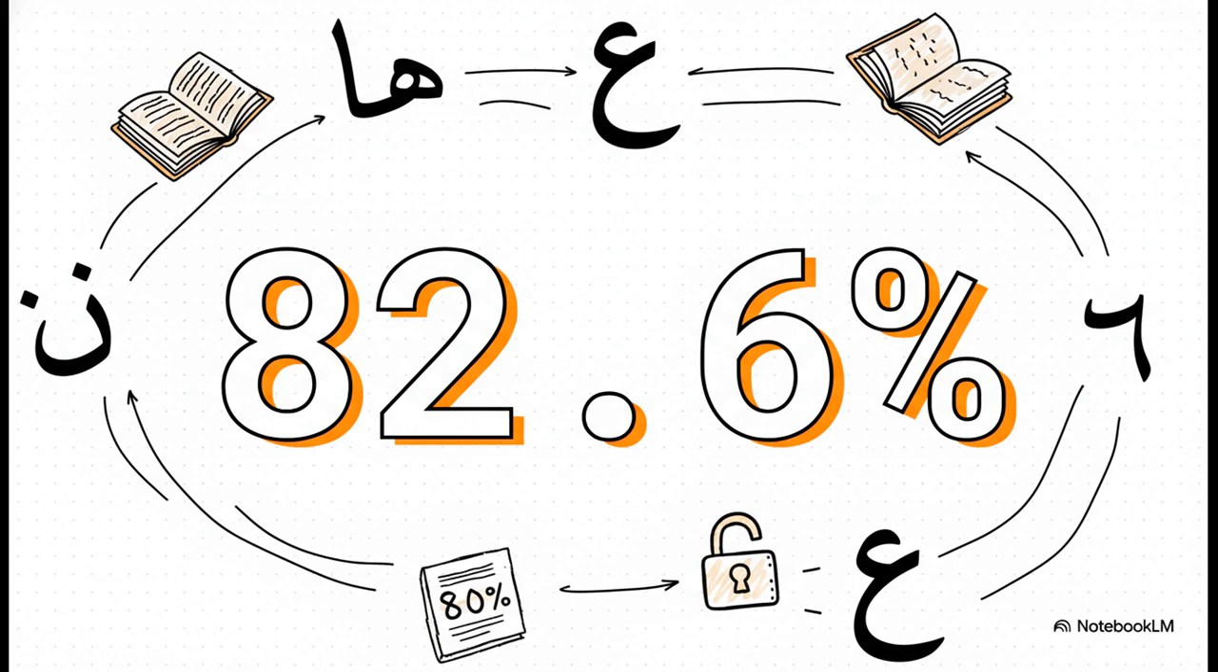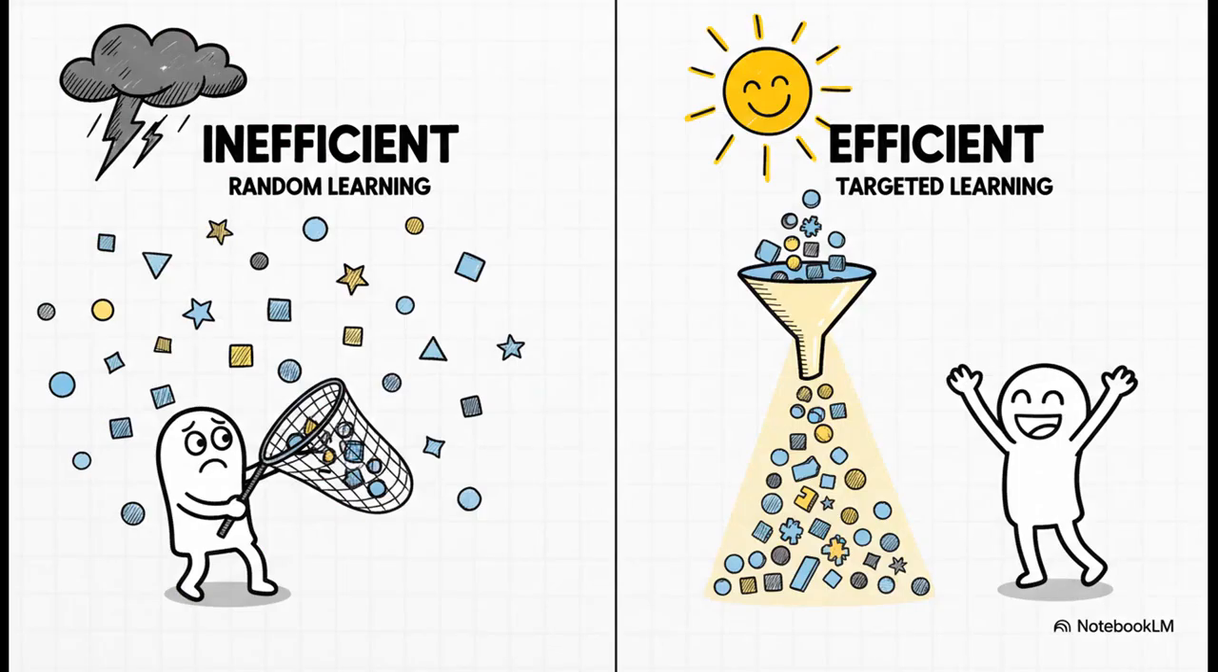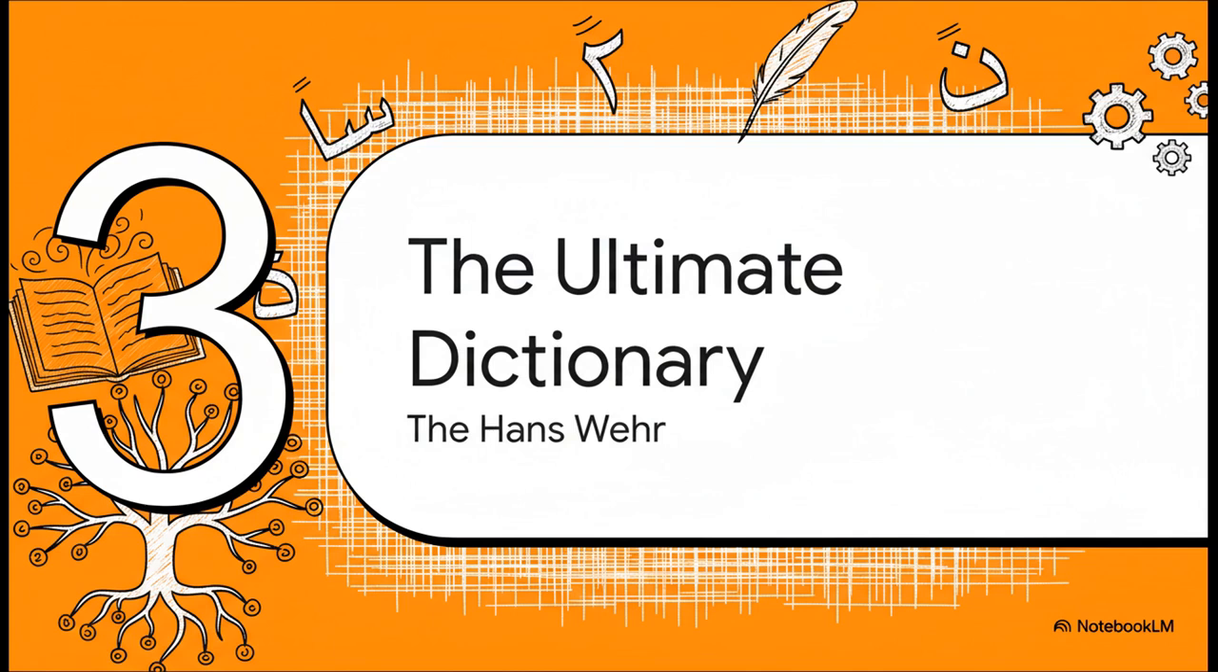How is that even possible? Well, here's where it gets really interesting. Look at this chart. That huge purple slice represents the words from just the first 6 pages of this booklet. And get this, they account for a massive 41.5% of the total words in the Quran. That is an absolutely incredible shortcut. So the booklet works by using the principle of frequency. Instead of learning words randomly, it targets the most common vocabulary. And guess what? A lot of those come from the most common roots. This is just a perfect practical example of how understanding the patterns of a language lets you learn in a much smarter way. So the 80% booklet is a fantastic shortcut, a targeted tool for one really important text.